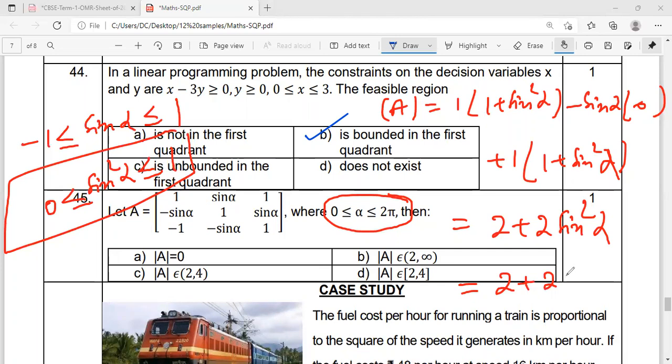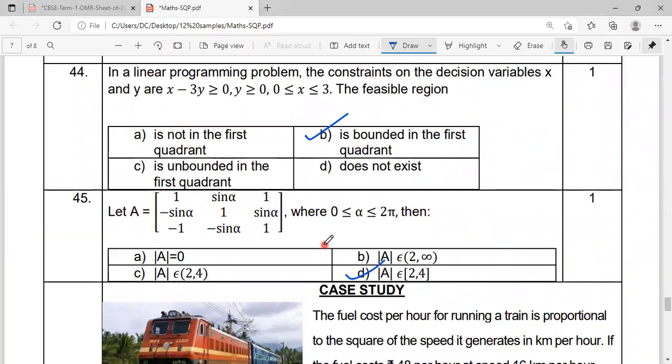The minimum value of this number is 0, so the minimum value should be 2 plus 2 into 0, that is 2. And the maximum value: sine alpha is put equal to 1, so 2 into 2, the maximum value should be 4. So our answer should be between 2 and 4, because it can be 1 also. So it is a closed interval; there are two options, open interval also. Our answer is the closed interval, because sine alpha can be 1 also, and it can be 0 also, right? Here we have the equal to sign, so closed interval.